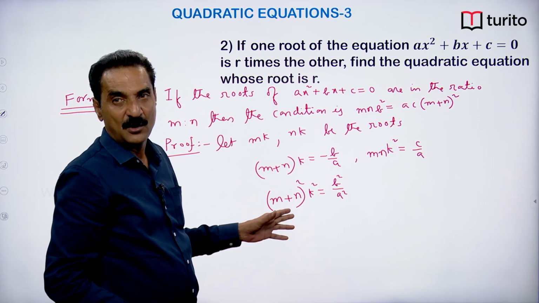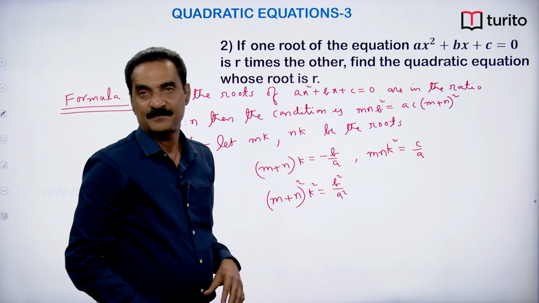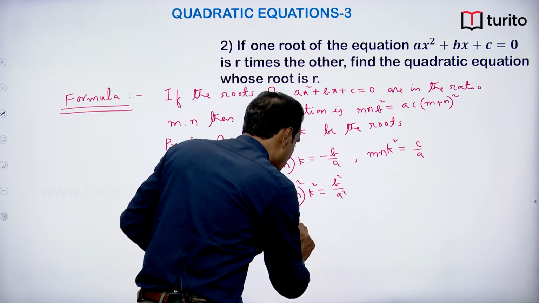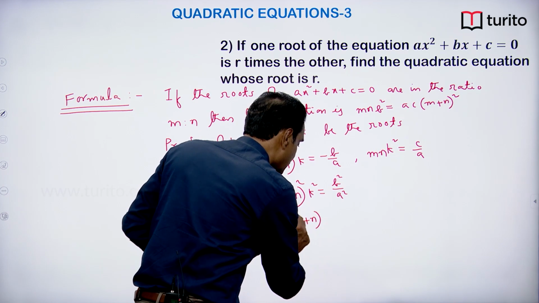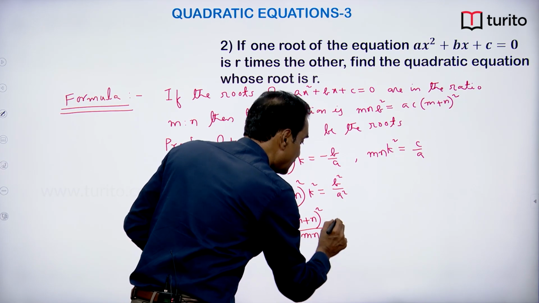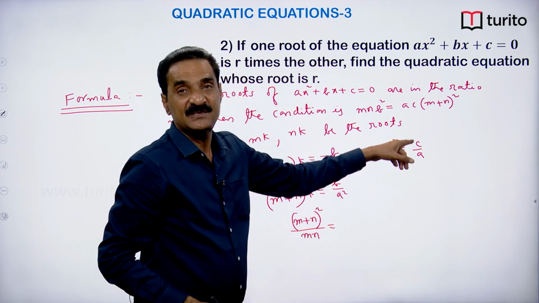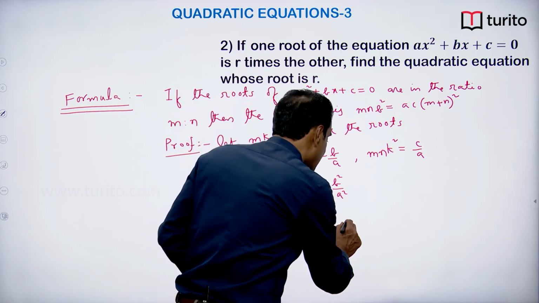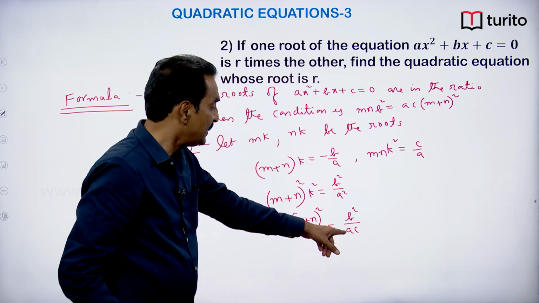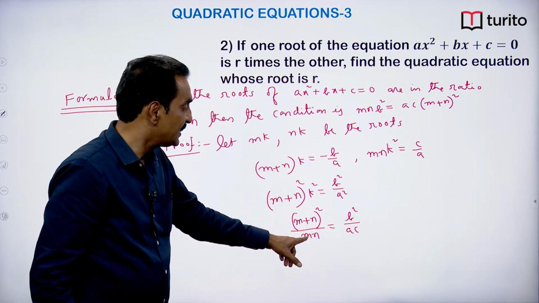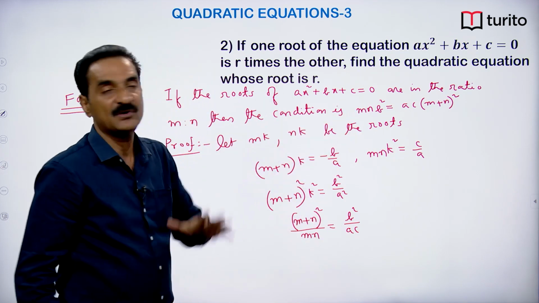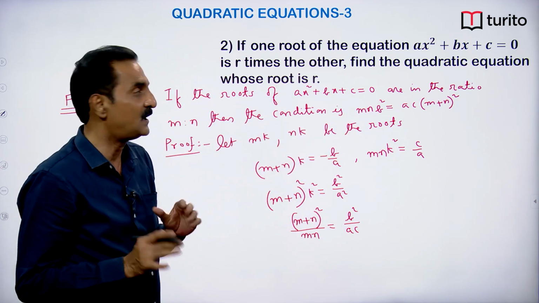How can you eliminate k now? Dividing this by this, m plus n whole square by mn is equal to b square by a square by c by a will be b square by ac. Now, if you cross multiply, you can get mn into b square is equal to ac into m plus n whole square. All of you should remember this as a formula.